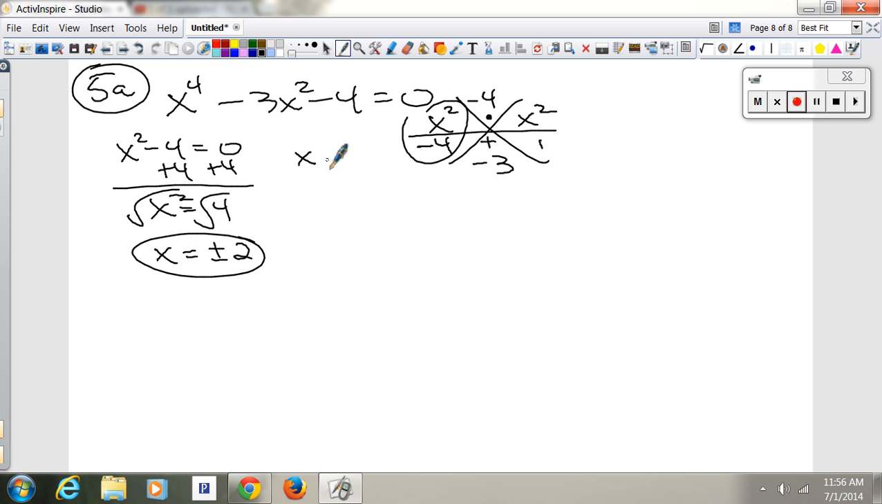X squared plus 1 is your other one. So you got to subtract 1 on both sides. Square rooted. X equals, I believe it's just i. Did you check that one in the back of the book? Did it give us, did it say i or did it say anything else? I think the square root of negative 1 is i.